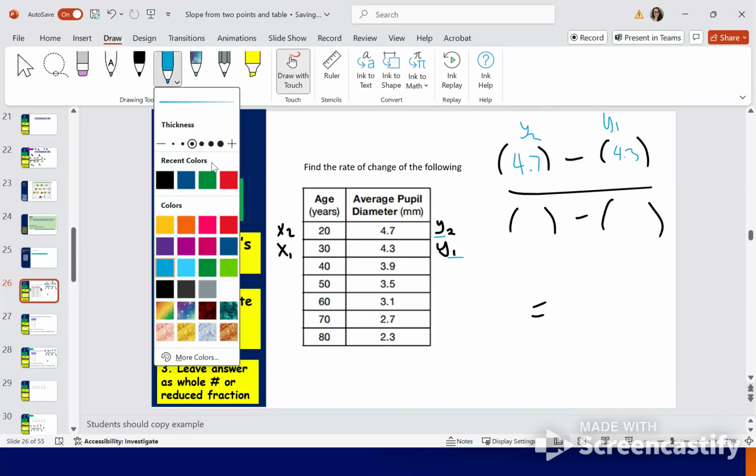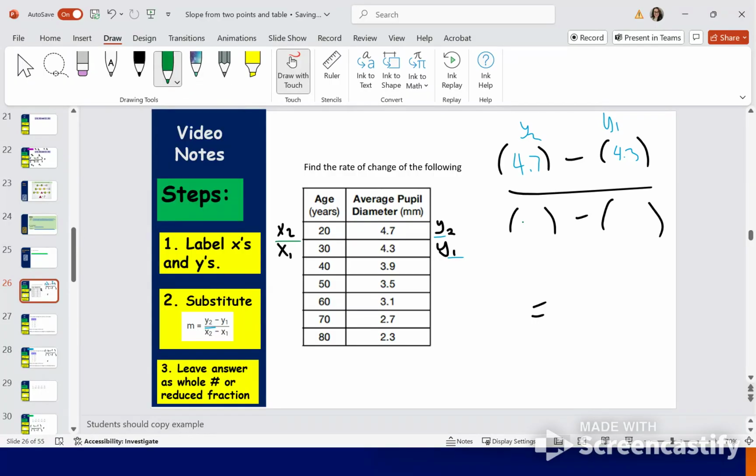And then looking at my x's, the top one that I have is x2. So I'm going to put 20 here, pretend that's a 2. And then I'm going to do the same thing for x1, looking at that next point, which is 30.